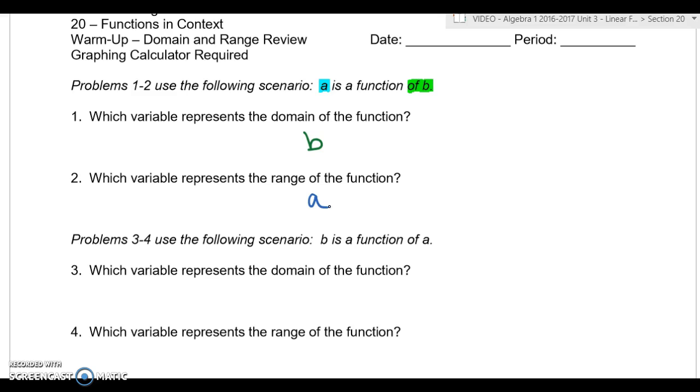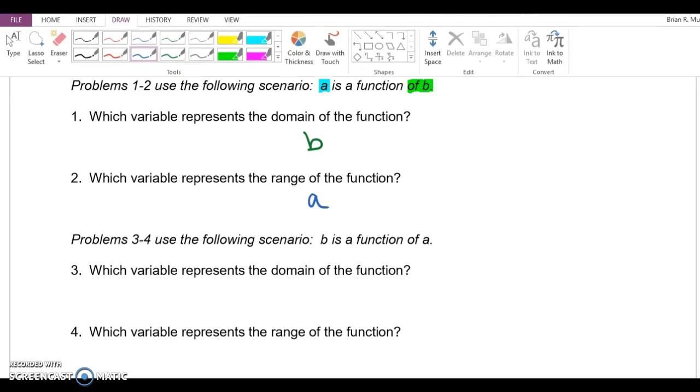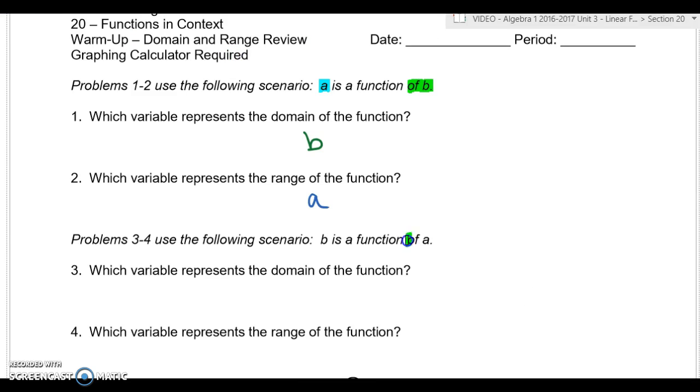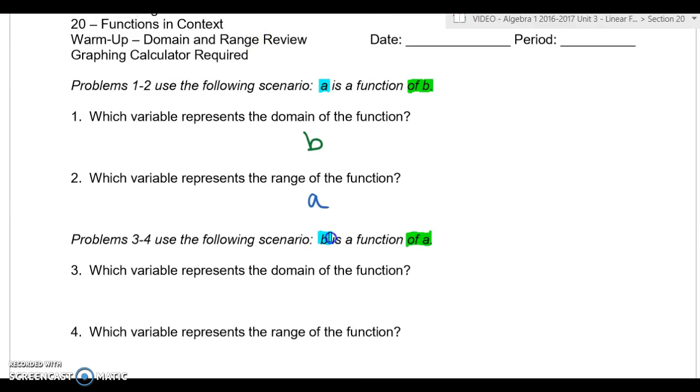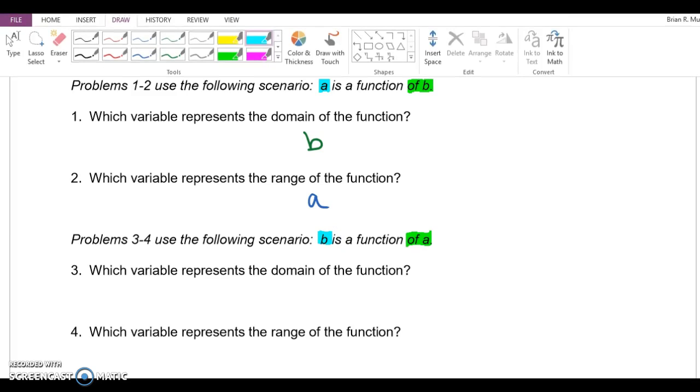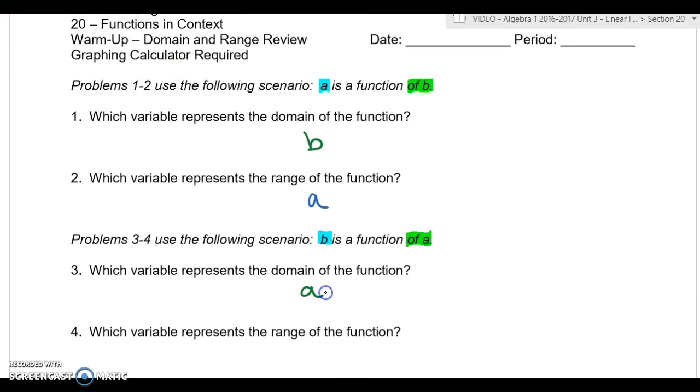In 3 and 4, we're using the same scenario, but reversing the variables around. So now B is a function of A. So again, A is our input this time, our domain. And then B is the output, so that would be our range. Again, notice we switch the statement around, and the domain and the range switch.